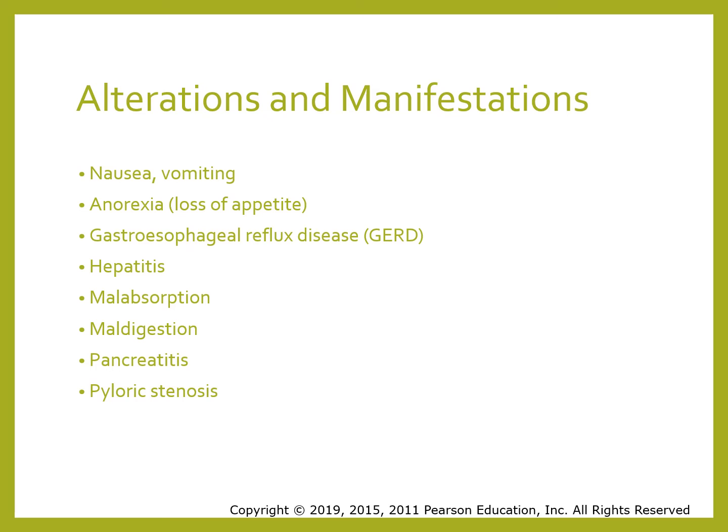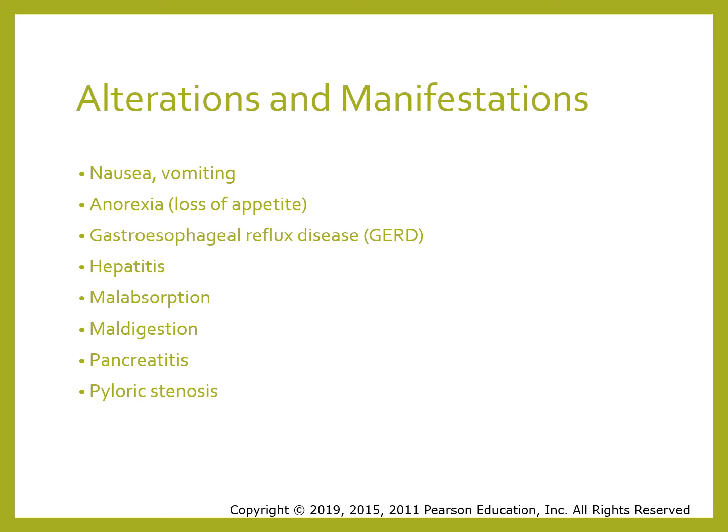Hepatitis, this is inflammation of the liver, could be caused from a virus, alcohol, medications, autoimmune disorders. Malabsorption is a condition in which the intestinal mucosa is unable to absorb nutrients. Common systemic manifestations you will see: weight loss because you're not absorbing the nutrients you need, weakness, malaise, muscle cramps, bone pain because, again, lack of nutrients, abnormal bleeding, and anemia.